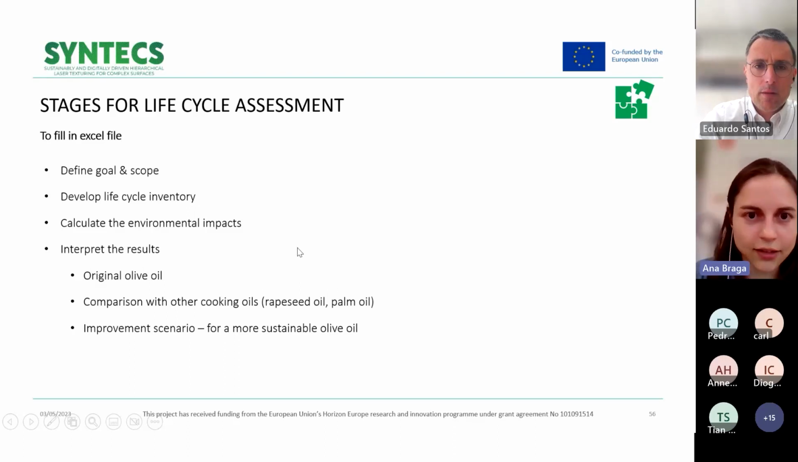And the LCA is important not only for calculating the impact of a product, but also to compare with other equivalent products for the same purpose and applications. We chose two examples, rapeseed oil and palm oil, and also an eco-design perspective. So I can see which main categories or life cycle stages contribute more to the overall impact of olive oil, and what can be done to improve that and minimize the impact. These are important steps and issues to analyze.